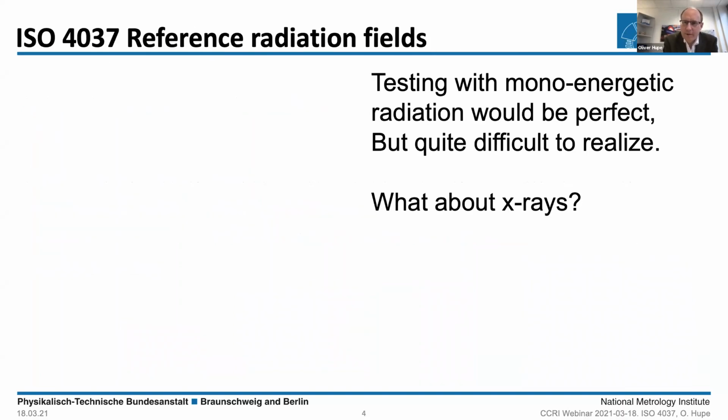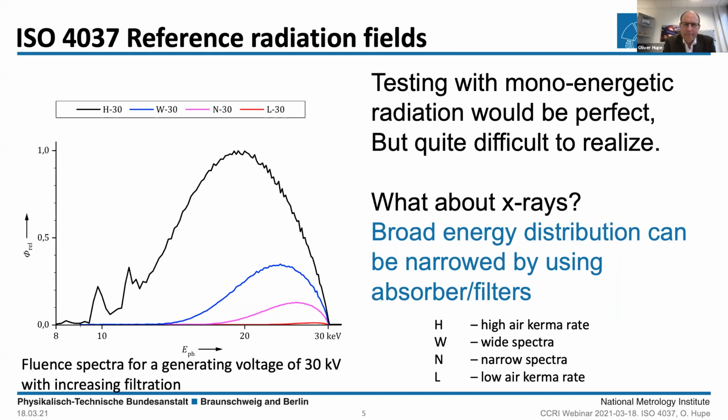If I want to test an instrument, the best would be using monoenergetic radiation. That's difficult to get. You can go to a synchrotron, but going to a synchrotron for every device is not feasible. So therefore, the first idea is to use X-rays. The problem with X-rays is that you have a broad energy distribution. But fortunately, by applying absorbers or filters, you can reduce the width of the energy distribution.